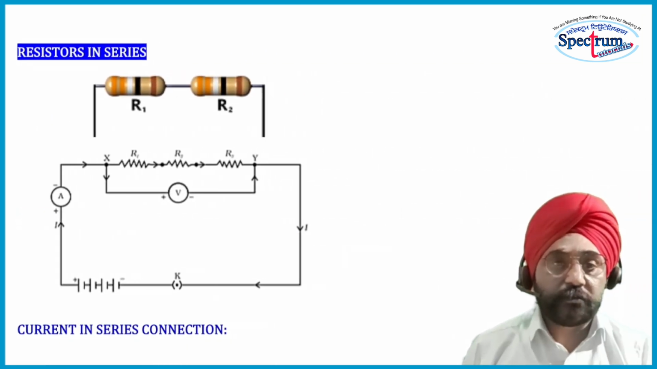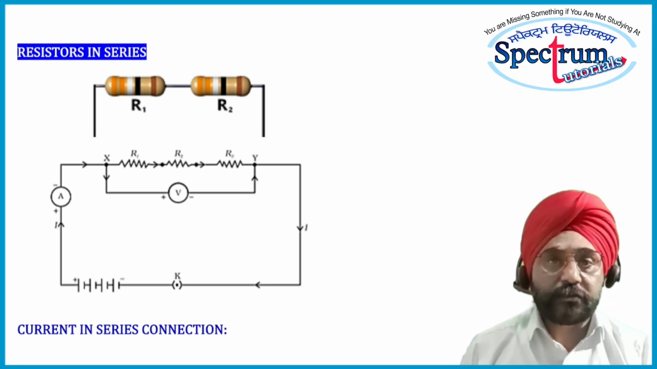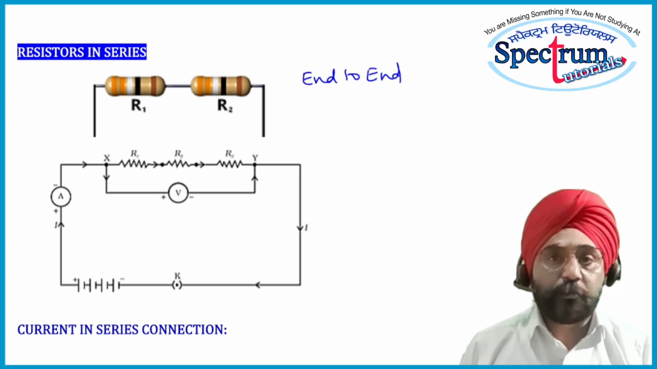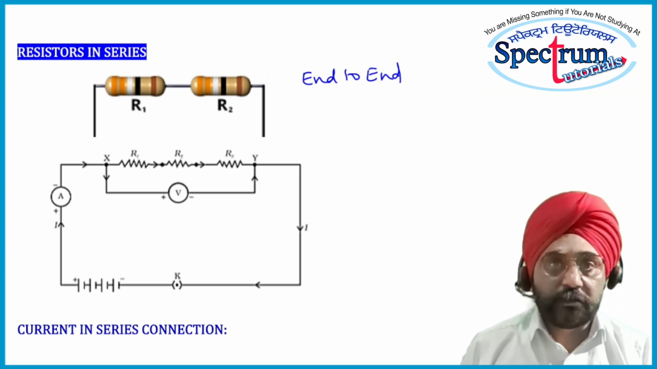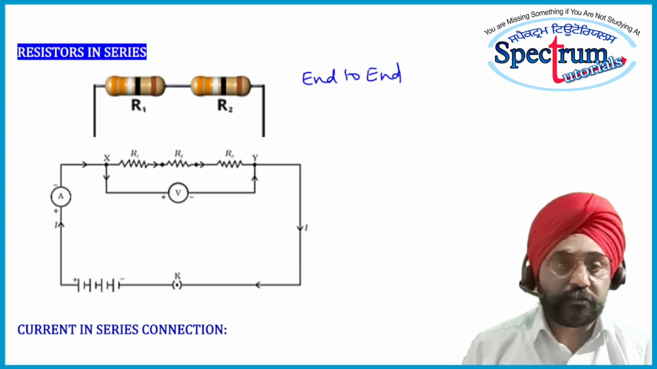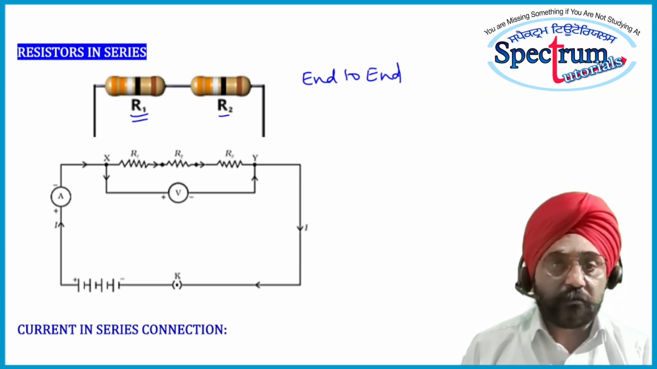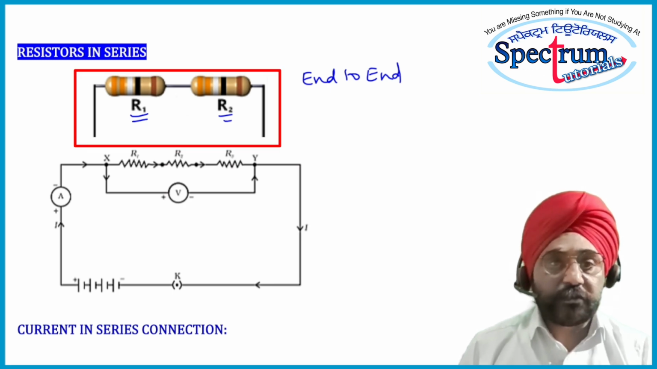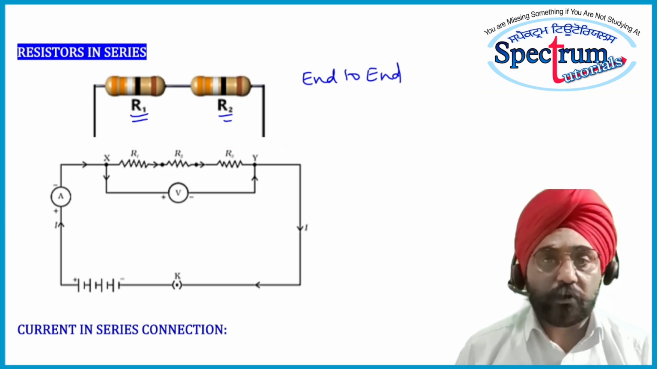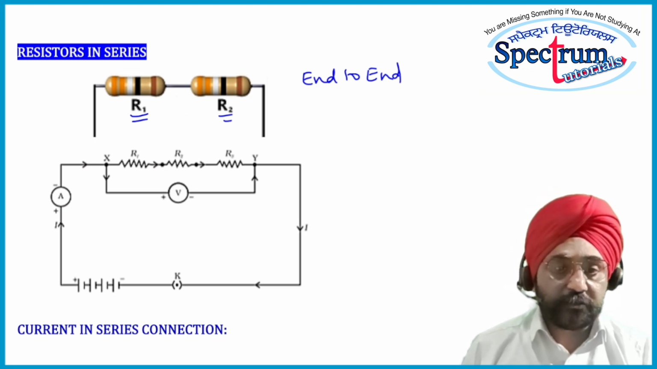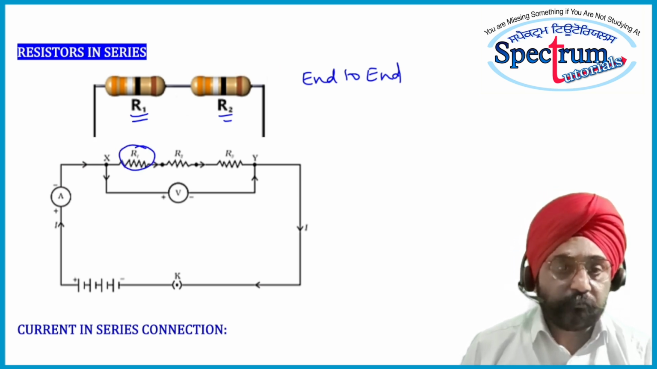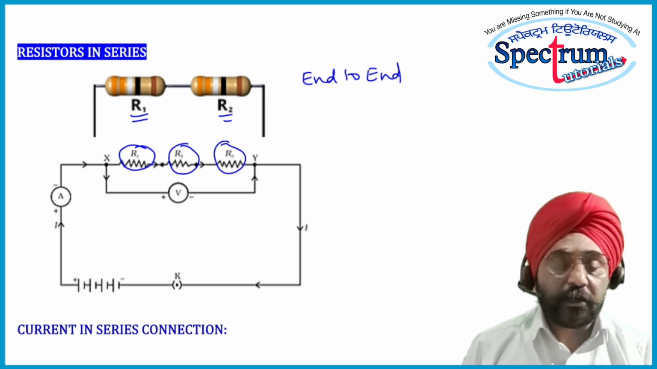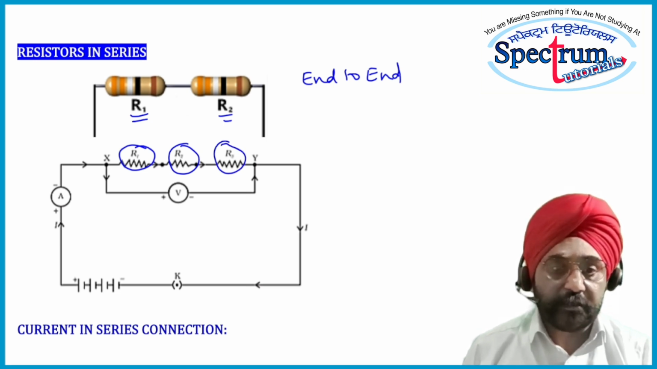Resistors in series, when the two resistors are connected end to end. So this type of connection is called as series connection. Here in this figure we can see two resistors R1 and R2 are connected end to end. So this type of connection is known as series connection. So in the circuit diagram, three resistors R1, R2, R3 are connected end to end in series connection.